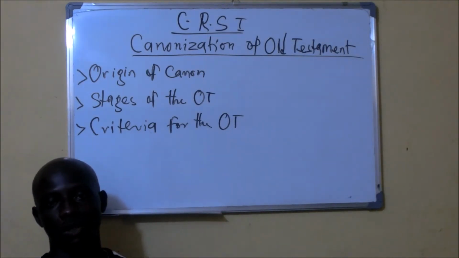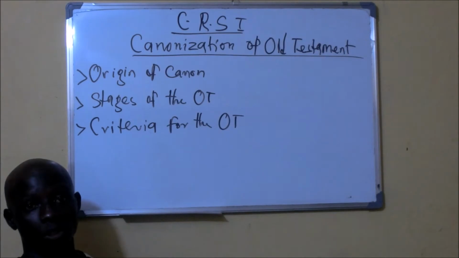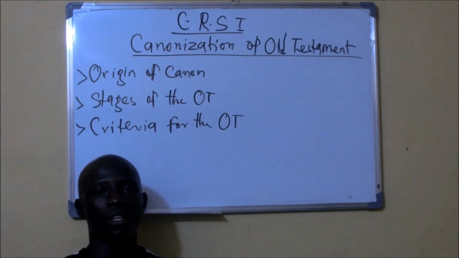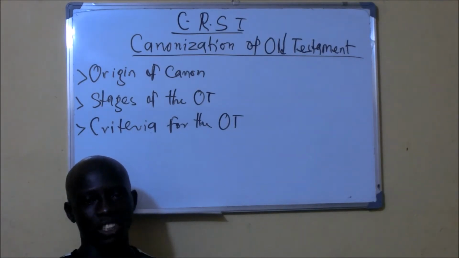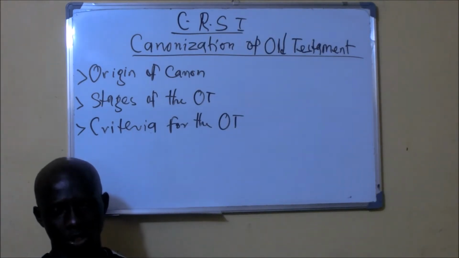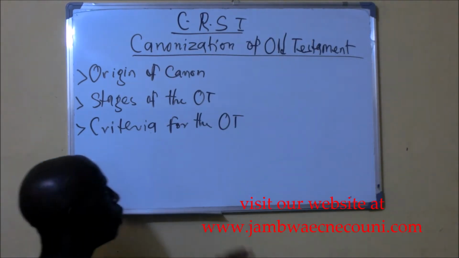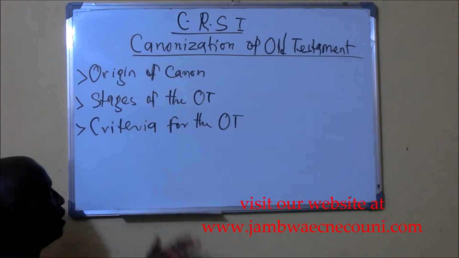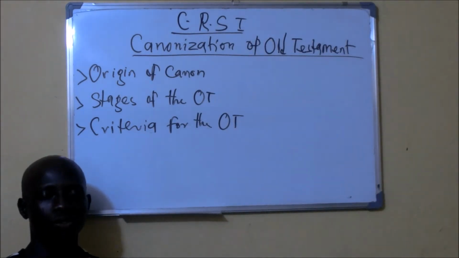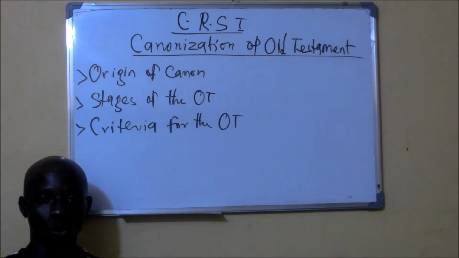As we all know, Series 1 centers on the Old Testament. As also discussed in our previous class, particularly in Series 2, where we discussed the canonization of the New Testament, this afternoon we'll be looking at the canonization of the Old Testament. The first thing we want to look at is the origin of the word canon. Then we'll be looking at the stages of the Old Testament. Then we'll be looking at the criteria for the Old Testament.